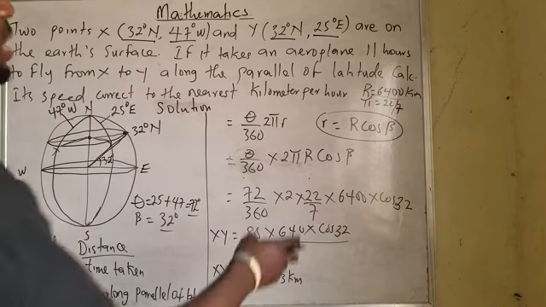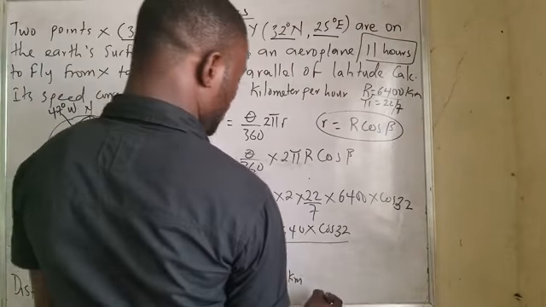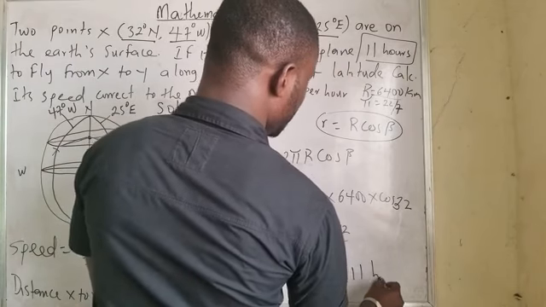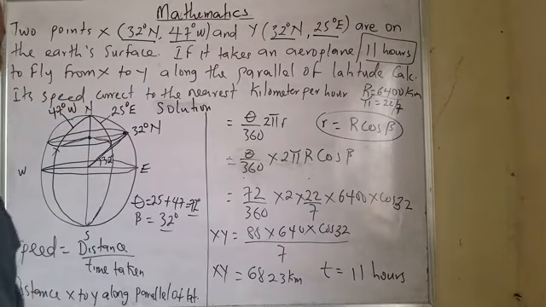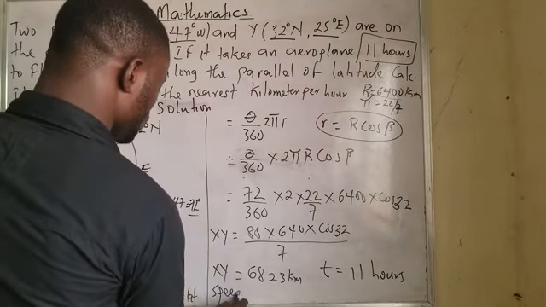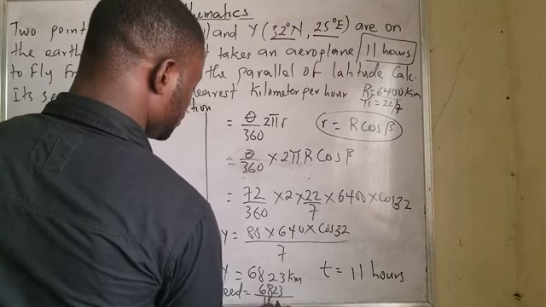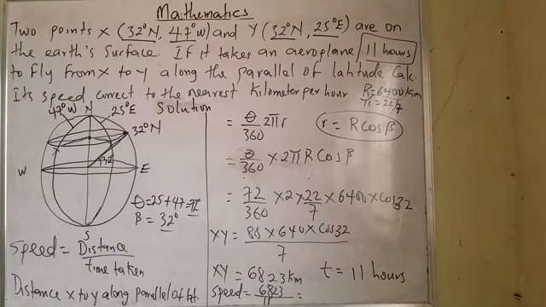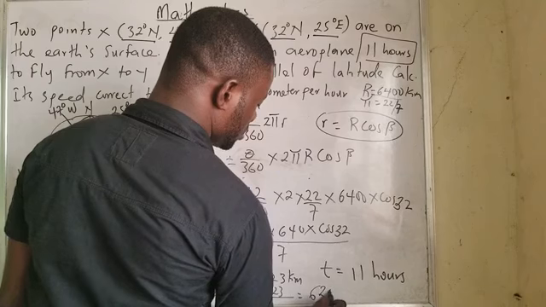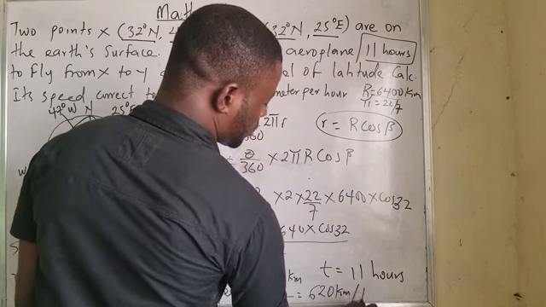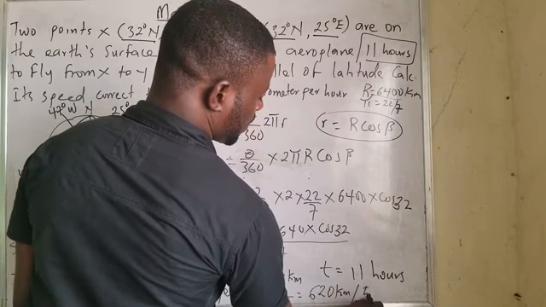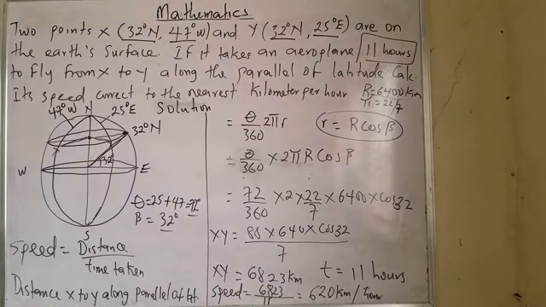Now, we all know the time taken is what? My time equals 11 hours. Now, it means the speed that the question requested will be equal to 6,823 divided by 11, which will be equal to 6 something. What's going to be? 620? If I should guess right, it should be 620. Yes, 620 kilometers per hour. That is all. That is the answer.